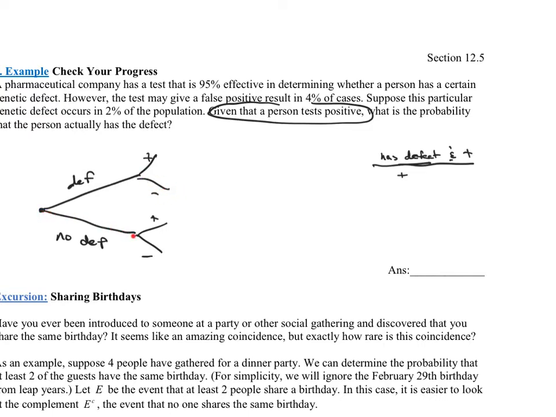The next one is no defect and positive, so that's a false positive. False positive is right there, no defect and positive. And then the last one is accurate. They had no defect and it tested negative. So let's see if we can read this.